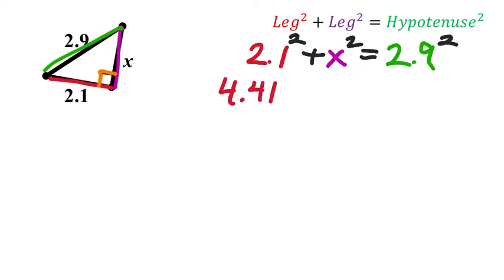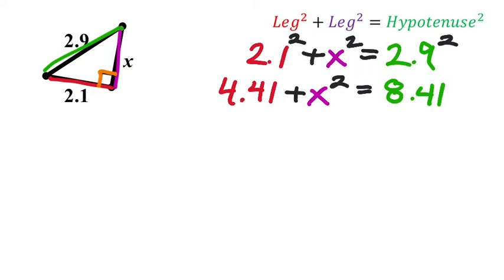4.41 there. And then I go to my calculator and I put 2.9 to the power of 2. Enter. I got 8.41. Right now, when we add that 4.41 to the x, the other leg, to the power of 2, then we get 8.41. But again, we're solving this like an equation.